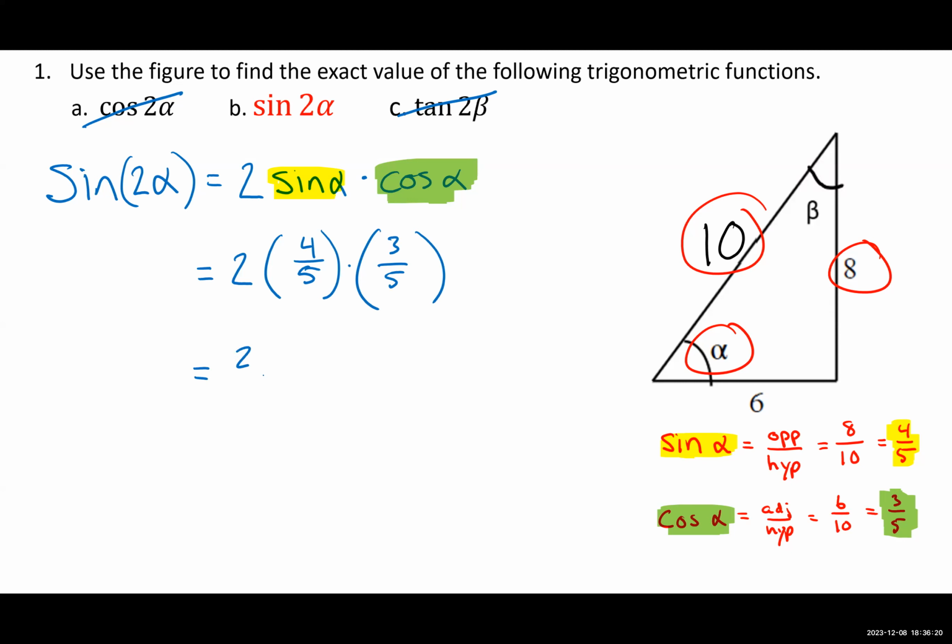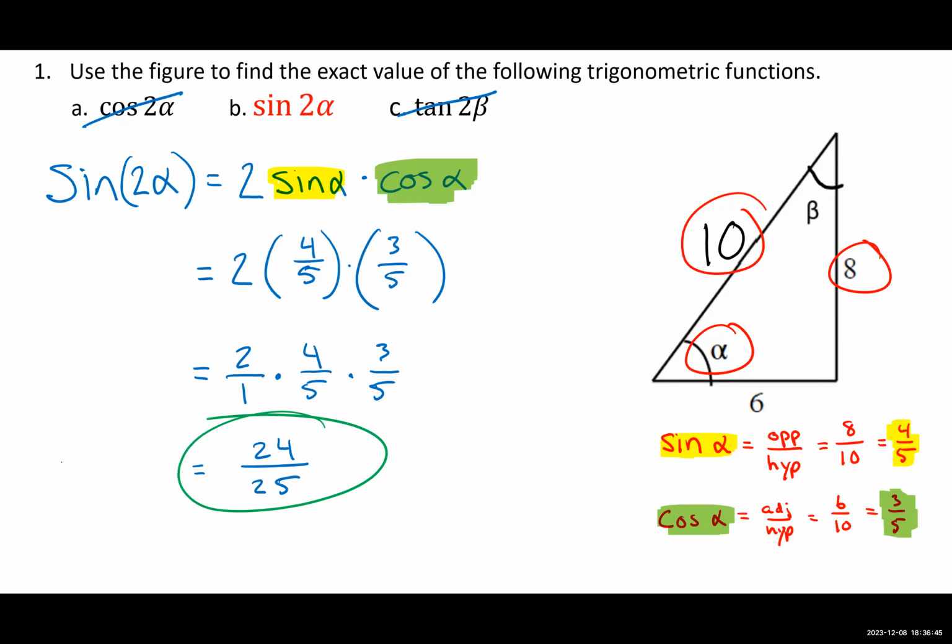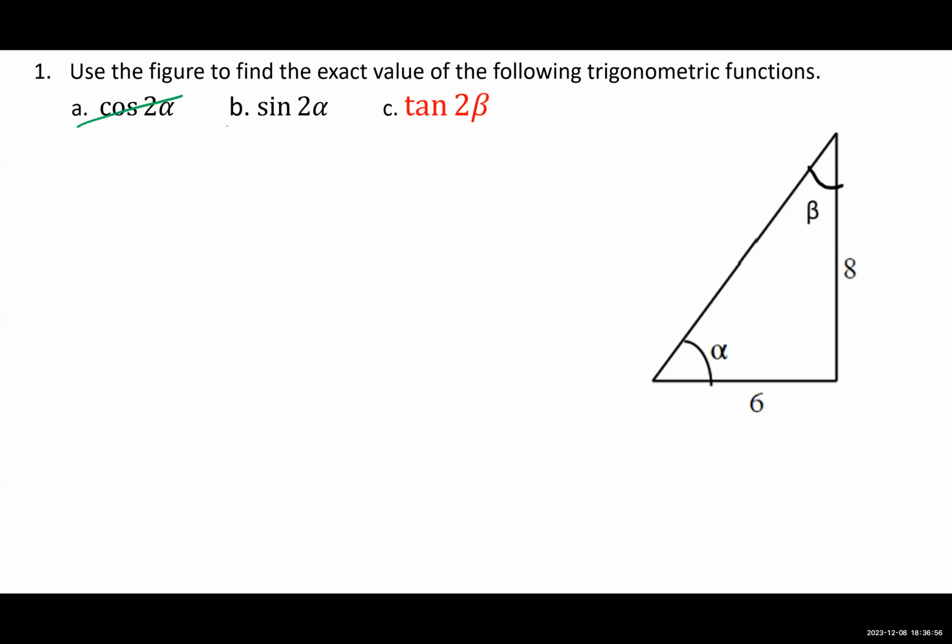All right, so we've basically got 2 over 1 times 4 over 5 times 3 over 5. Multiply across the top. 2 times 4 is 8. 8 times 3 is 24. Multiply across the bottom. 1 times 5 is 25, and we can't reduce that. So that is the sine of 2 alpha for this 6, 8, 10 right triangle. All right, looking good. So now we've done the cosine, we've done the sine. Let's do the tangent of 2 beta.